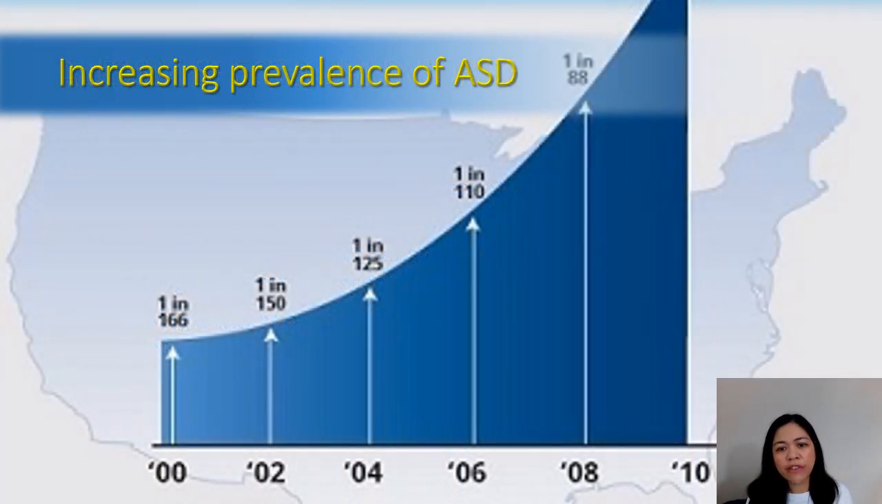Particularly in this figure from the Centers for Disease Control in the United States, it shows us that from the year 2000 until the year 2010, and this figure isn't even updated, there's been a sharp increase in the prevalence. As of 2008, 1 in 88 kids is diagnosed with autism spectrum disorder, as compared to just 8 years prior, when the prevalence of ASD was 1 in 166.